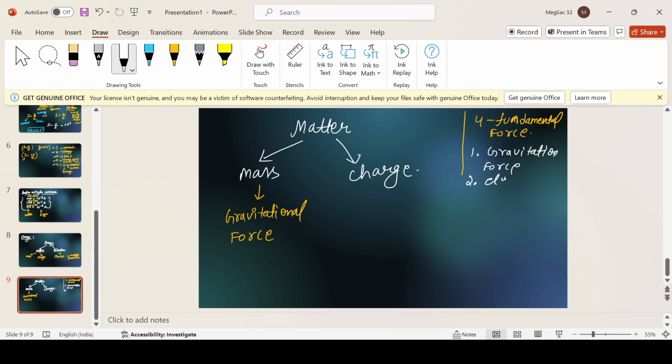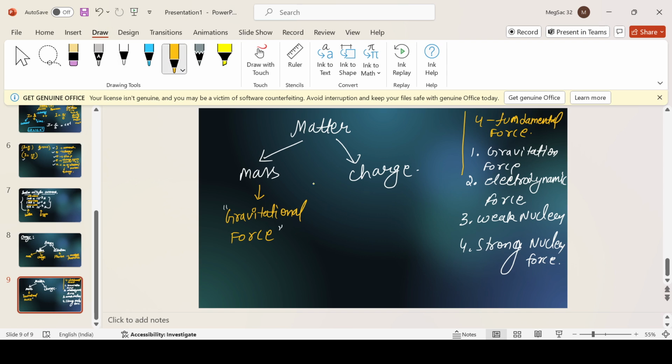Then we have electrodynamic or electrostatic force. Third, we have weak nuclear force. And the fourth, we have strong nuclear force. Got it? Now, because of the mass, when the force is generated, if you want to do anything, you must be applying some force for the changes. Yes or no? So that's why it's a gravitational force.